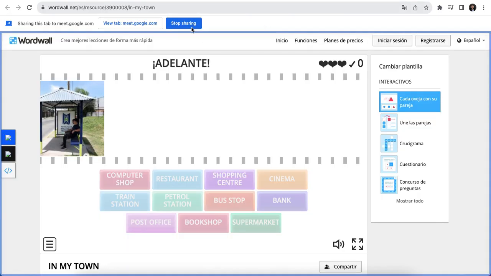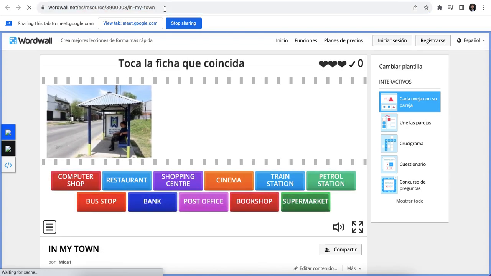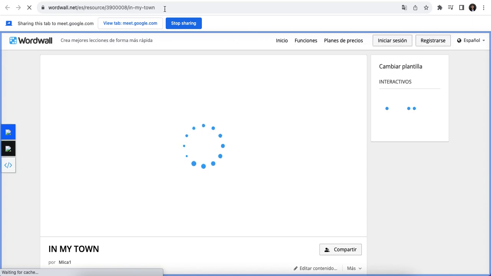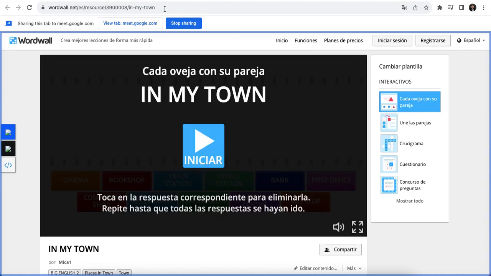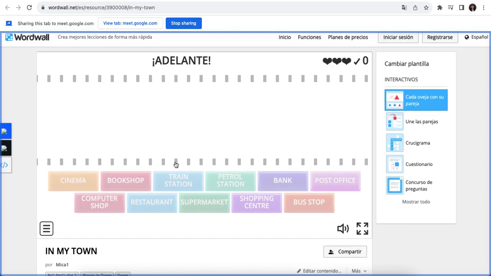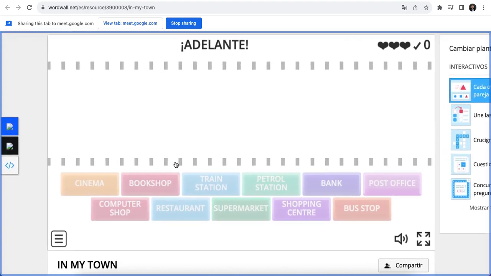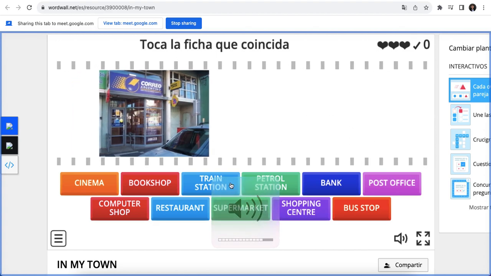So we have this game to start remembering the places in town. We say places in town or places in my town, right? Podemos decir lugares en la ciudad, right? Lugares en mi ciudad, in my town. Places in the city, right? Entonces aquí nos muestran el lugar y la idea es que vayamos seleccionando, ¿no?